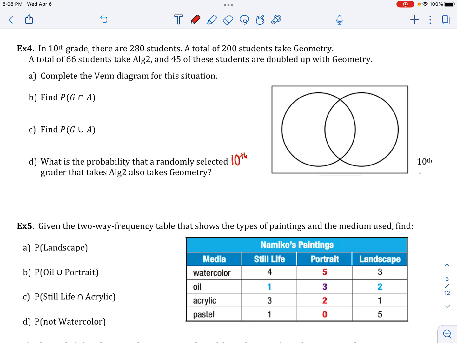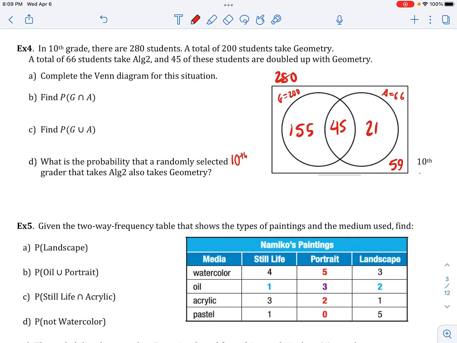All right, so in 10th grade, there's 280 students. I like putting the max or the sample space size up here. And then 200 take geometry, so I'm going to put the geometry 200 there, and the algebra 2, 66 as such, and then they tell me 45 are in both. And when they give it to me that way, yes, I know I can infer that it is implied that the 45 is part of both of those sets. So the 45 is part of the 66, and the 45 is part of the 200.